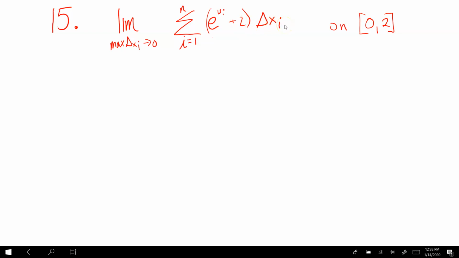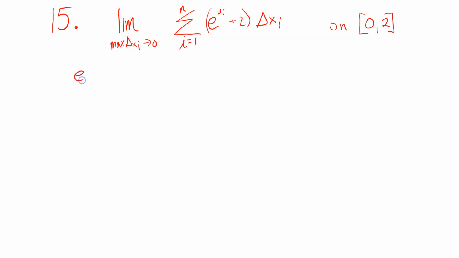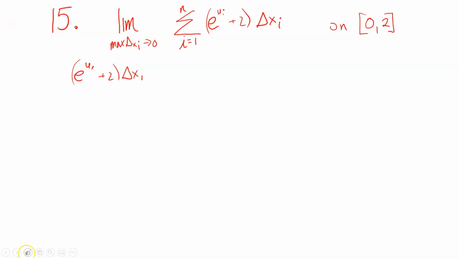We're going to write out a few terms because this sum means we're going to add a bunch of things together. We're going to use i equals 1 and i equals 2 and i equals 3. The last term would be i equals n. So the first term, we'll put a 1 where these i's are, and that would be e to the power u sub 1 plus 2 multiplied by delta x sub 1.